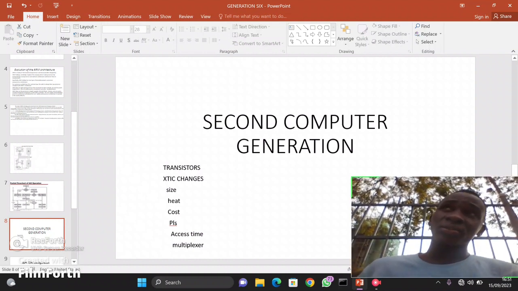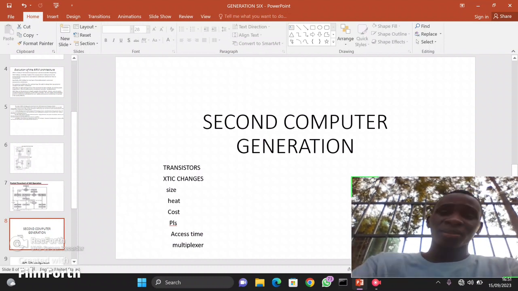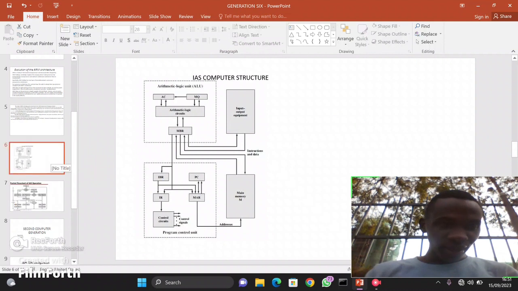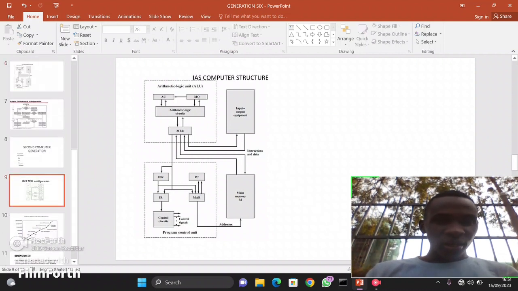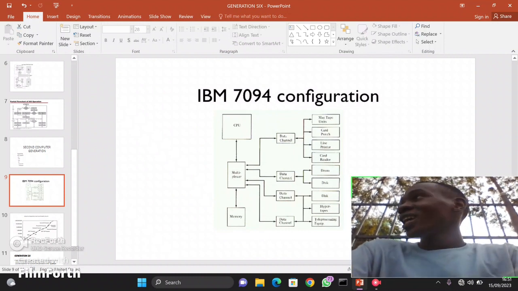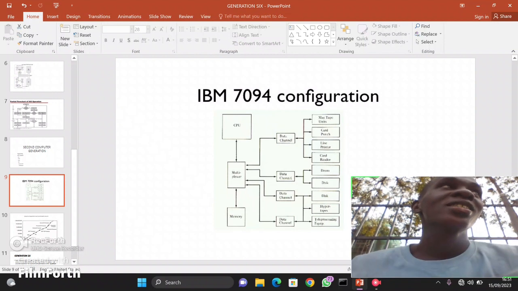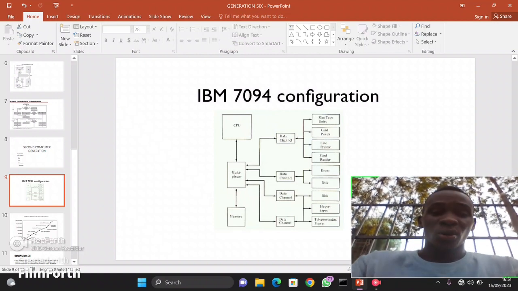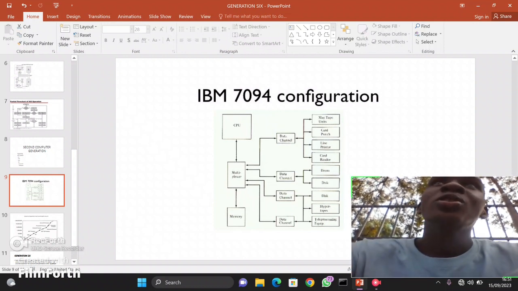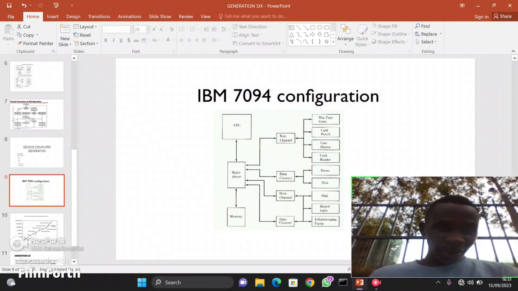I think the representative of the second generation of the computers would be the IBM 7094, and looking at its configuration, it's a bit complex. But there it is, the IBM 7094 configuration, which I don't think it's necessary to examine or go into the details of. And that would take us to the third generation of the computers.